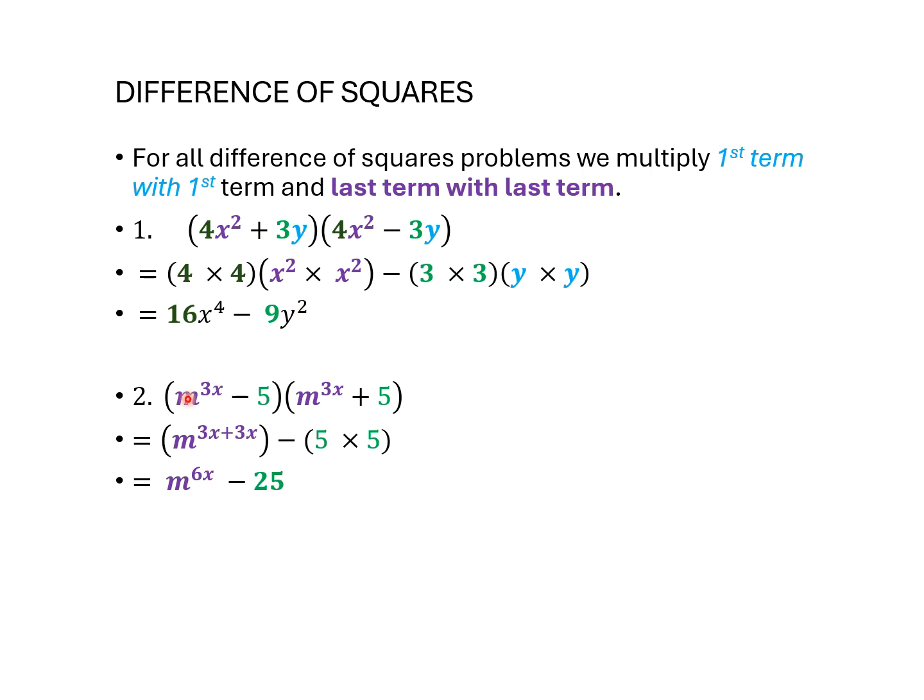Right? Now, if you look at the second one, I have m to the power 3x, m to the power 3x. I have negative 5 and positive 5, so the terms are the same, but the signs are different. So again, m to the 3x times m to the 3x means we're going to add the exponents, 3x plus 3x, not 3 to the power x. Negative times positive gives me negative, 5 times 5. So 3x plus 3x would give me 6x. 5 times 5 would then give me 25. And there we found the difference of squares.